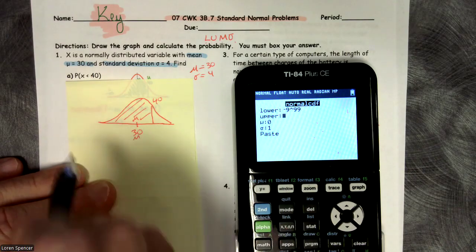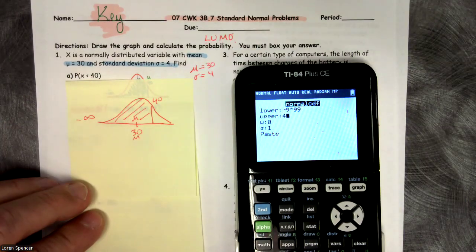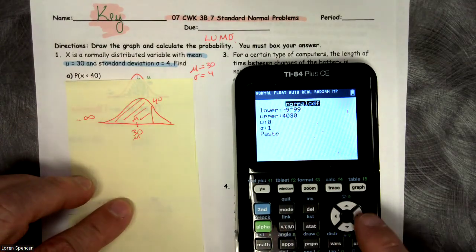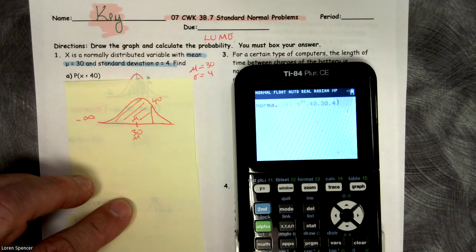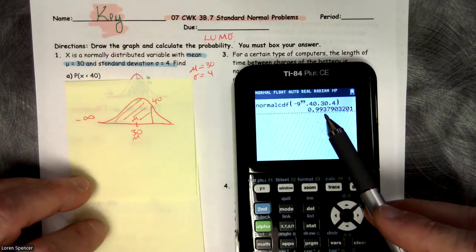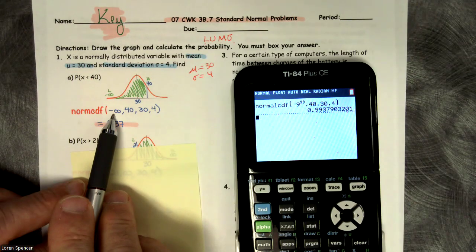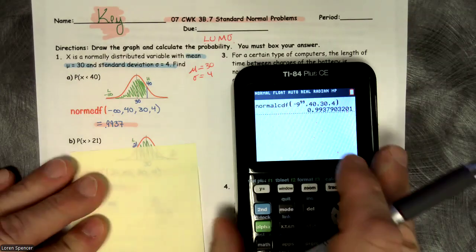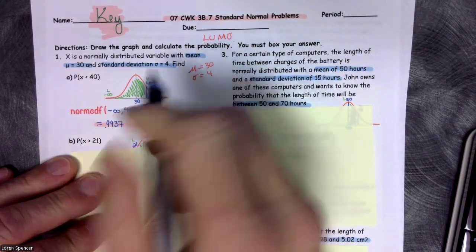Upper bound, what did we shade up to? Because this is technically going to negative infinity. Well, we shaded all the way up to 40. Then it asked for our mean, which was 30, and our standard deviation was 4. So upper was 40, mean was 30, standard deviation is 4. We press enter. We're going to stop at 4 decimal places, so 0.9937. There it is: negative infinity, 40, 30, and 4. Because remember, this is our lower, this is our upper, this is our mean, this is our standard deviation.